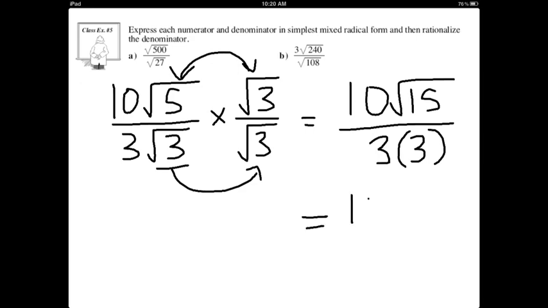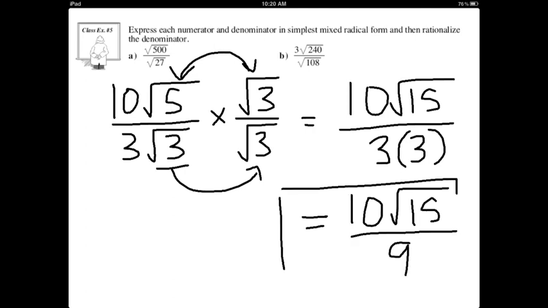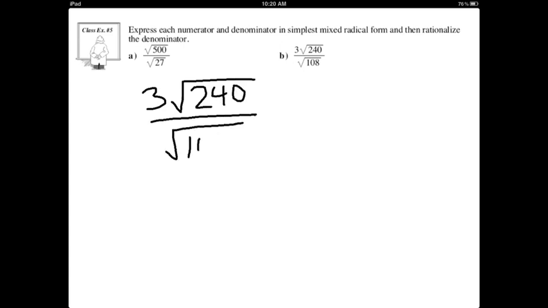Working this one out, you've got 10 root 15, and on the bottom, you should have 9. And I don't think you can reduce this any further, so that's your final answer. With B, you've got 3 root 240 all over root 108.